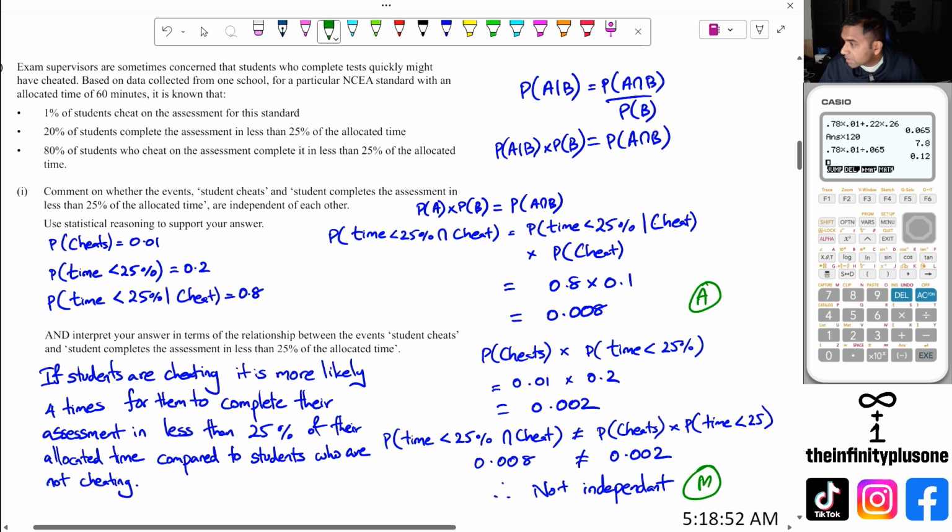So probably somewhere here for merit explanation, and this last explanation there is going to be worth an excellence grade. All right, moving on to the next question.